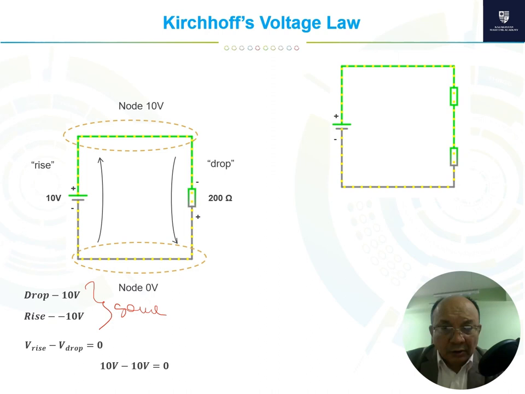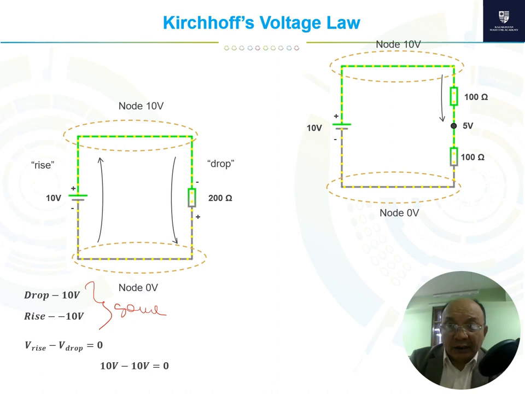So let's complicate this diagram a bit, and we use two resistors. Again, we have a 10 volts voltage source and two resistors of 100 ohms each. And again, we denote our nodes. This is the zero node, and this is the node of 10 volts. And here in the middle, we have a node which is 5 volts, because we have this voltage drop of 5 volts, and this part is also 5 volts. So this part is the rise of 10 volts.